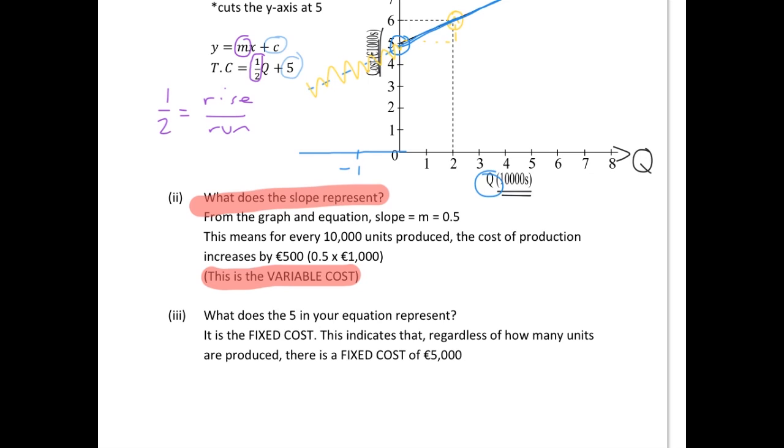Then we're asked what the 5 in our equation represents. This is the fixed cost. This means that regardless of how many units are produced, there is a fixed cost of 5,000 euro. This might be things like premises, rent if you're renting a factory, cost of machinery, cost of wages for workers, etc. And that's the end of that question.